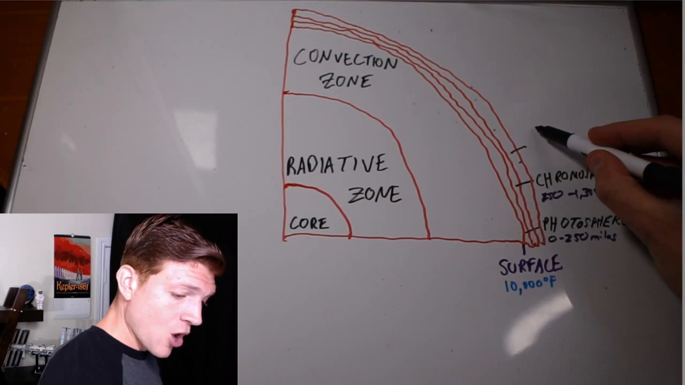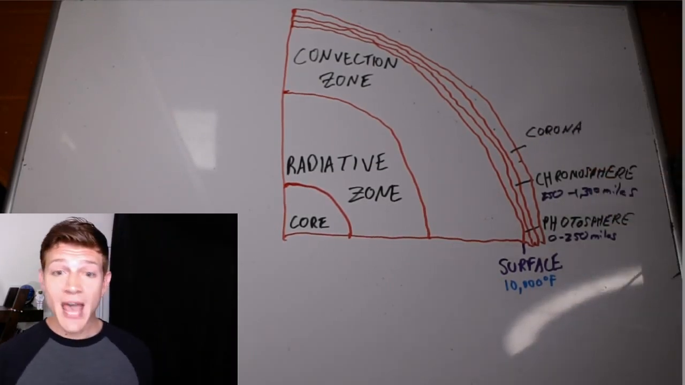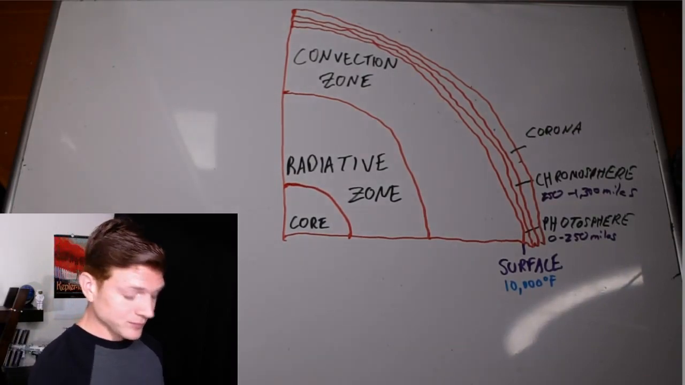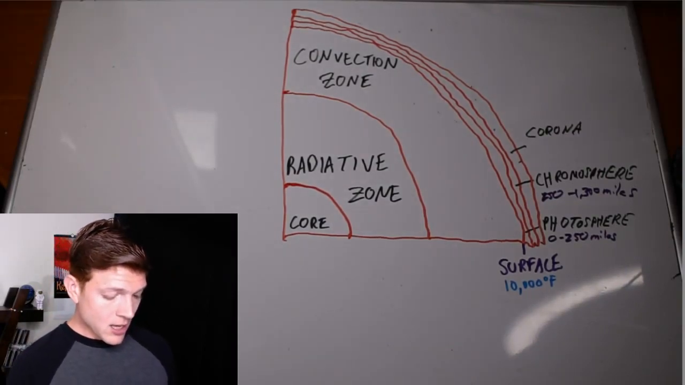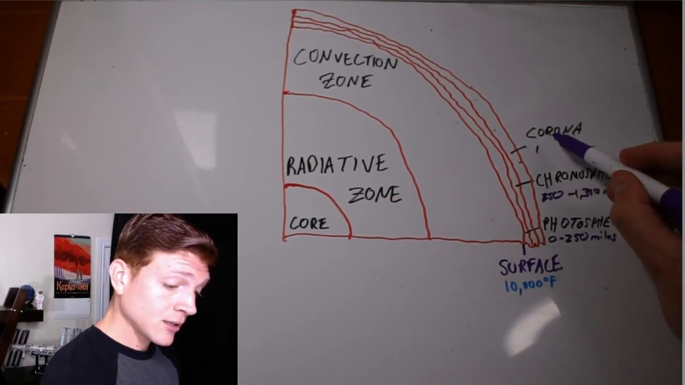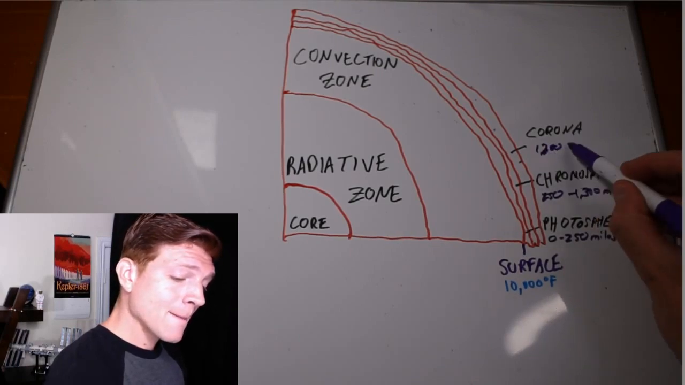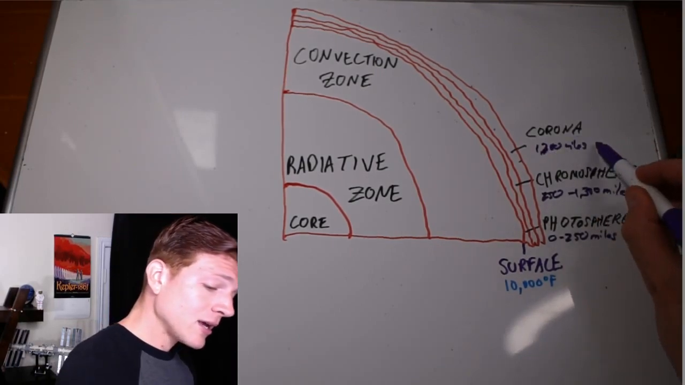So C-O-R-O-N-A, corona. That is the outer surface of the sun. Now, that is, with my purple, 1,300 miles and up.